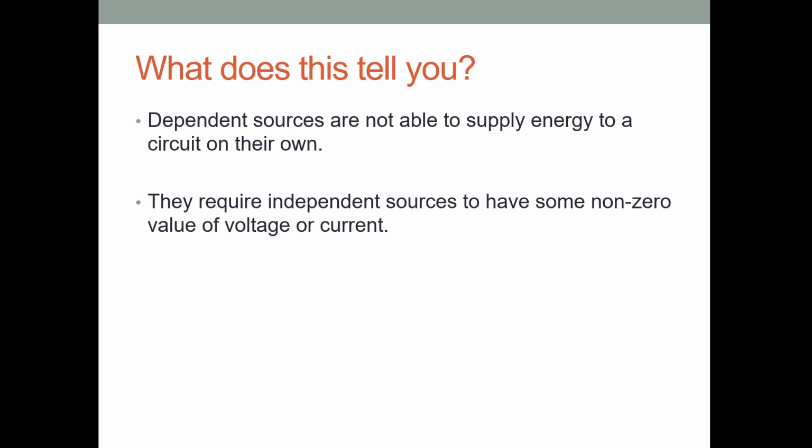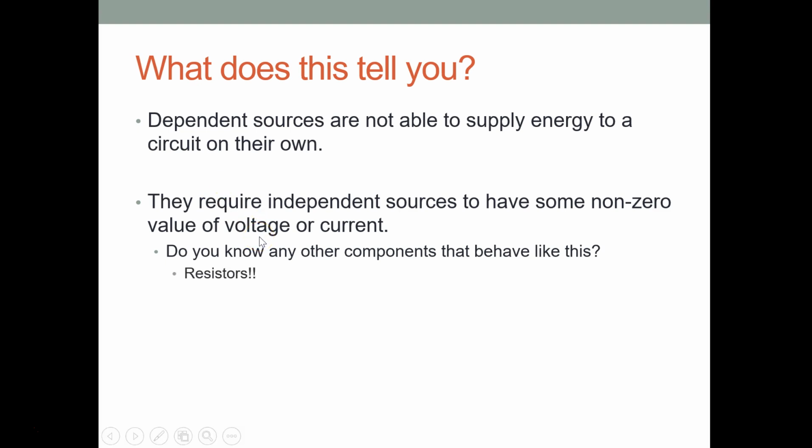So do we know any other components that behave like this, that require a voltage or current source in order to have a non-zero value? So if you think about it, what you would see is that resistors do that. If you just have a resistor in a circuit with no source, there's no voltage, there's no current, just like a dependent source.